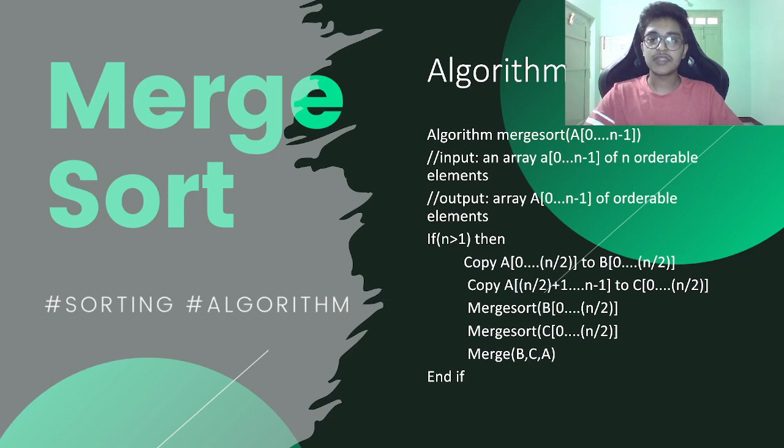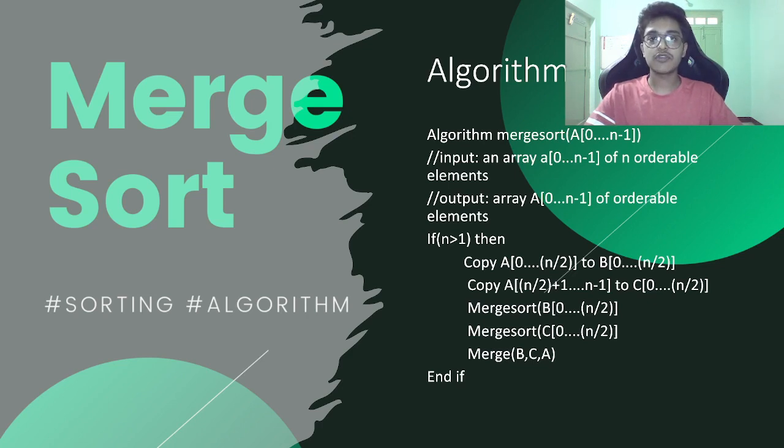Again, you copy the contents of array A from n by 2 plus 1 to n minus 1 to array C, that is from 0 to n by 2. Then you call the merge sort function twice, using the arrays B from 0 to n by 2 and also C from 0 to n by 2. And then another function called merge is called, which takes B, C and A all together. And this is the end of the first if.